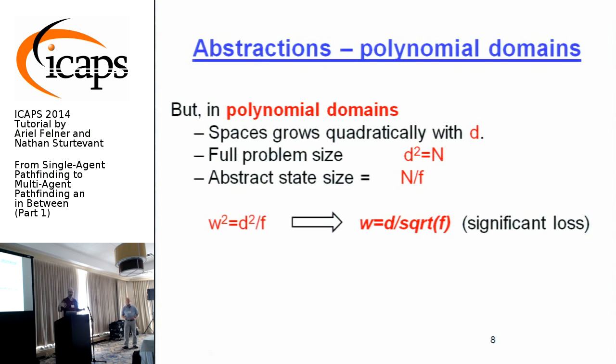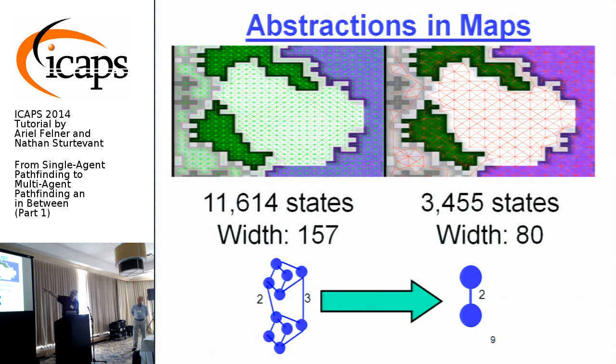Then when I do this, I actually divide by the square root of how much I'm shrinking my state space. So if I'm dividing my state space by a factor of 4, my heuristics get divided by a factor of 2, which basically gives you a completely useless heuristic. So this is an example of a state space.